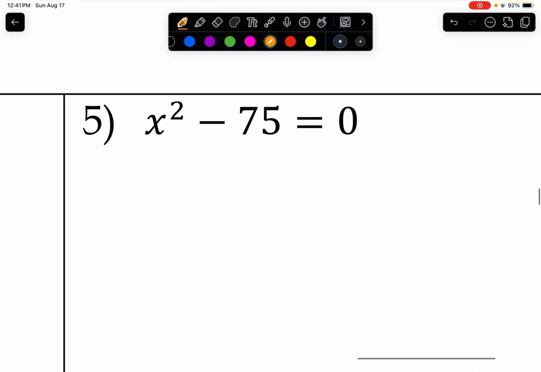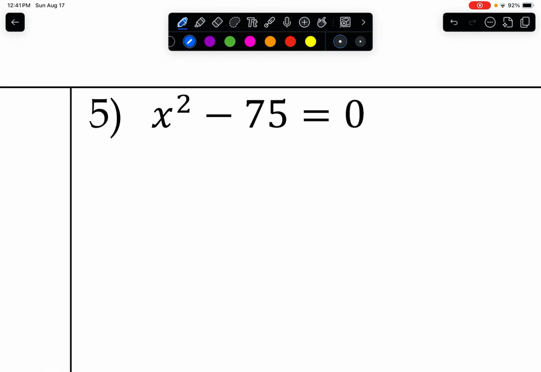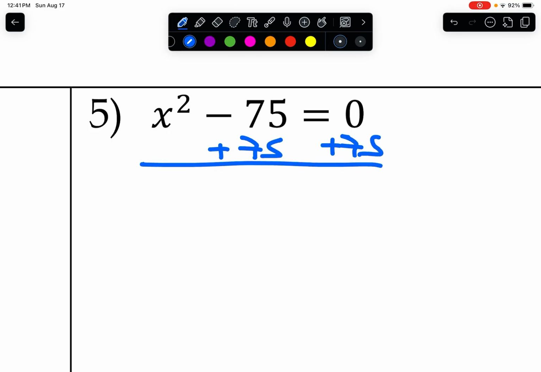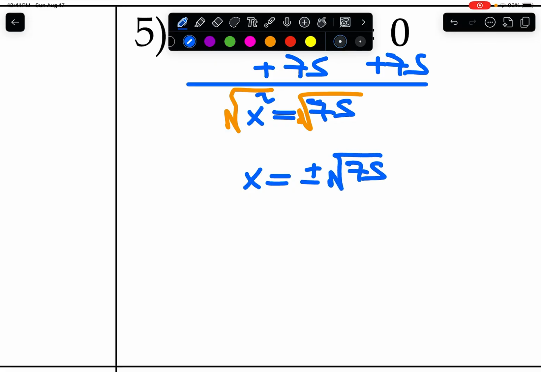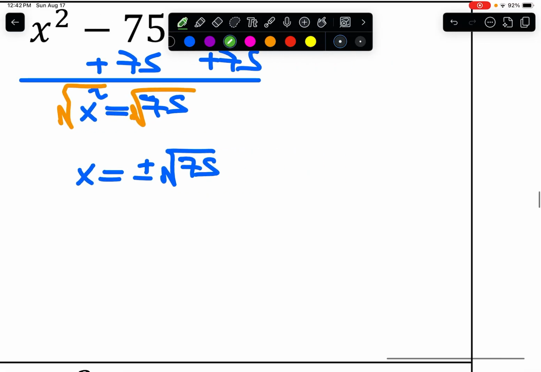Now over here, I'm going to do this one on purpose just because I know it's a lot like the first one, but it adds a bit of an extra step. So with this one, you're still going to add your c value, which is 75. We're going to move it to the other side. So that's going to give you x squared is equal to positive 75. And then when you take the square root of both sides, of course, we're going to include plus or minus, but 75 is not a perfect square. So you're going to have to be able to break this number down.